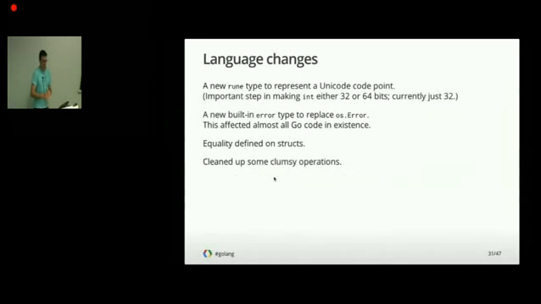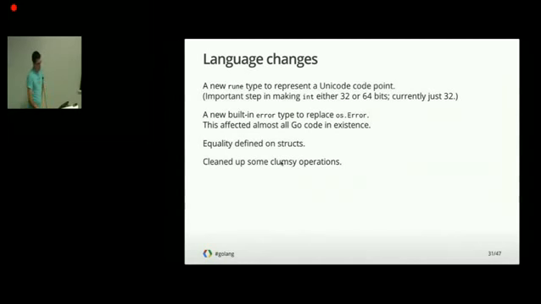So some examples of language changes. We had a new rune type that represents a Unicode code point. And this is an important step in making the sizeless int, which is currently a 32-bit int on all platforms, but it will become a 64-bit int on other platforms, and that lets you have slices that are more than 2 gigabytes in length. You can have whatever int64 max is sized.